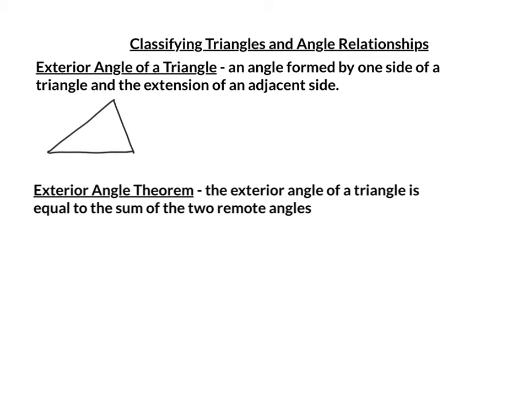And here are the last two things. The exterior angle of a triangle is an angle formed by one side of the triangle and an extension of an adjacent side. So if we take any side and extend it, this angle right here is called an exterior angle. It's formed by the extension of a side and one side of the triangle. Notice that if I extended the other side, these two angles, both exterior angles, end up being congruent because they're vertical angles.